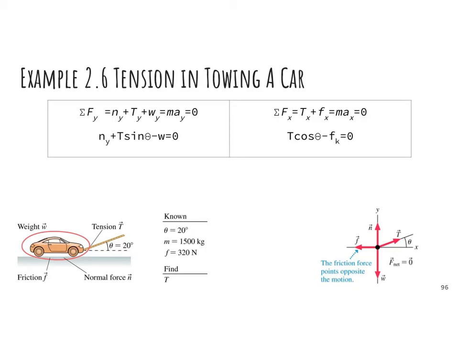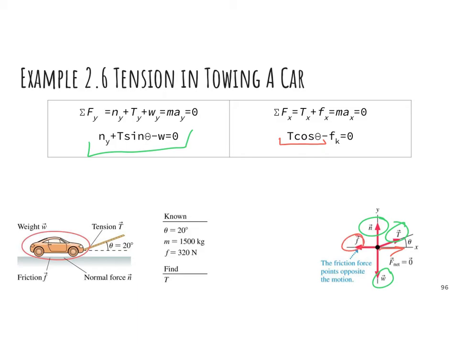So here are my expressions for each direction. In the Y direction, I have the normal force going up, and I have a Y component of tension. Those are both positive, and then I have the weight force going down, that is negative. In the X direction, I have the X component of the tension to the right, and then friction to the left.